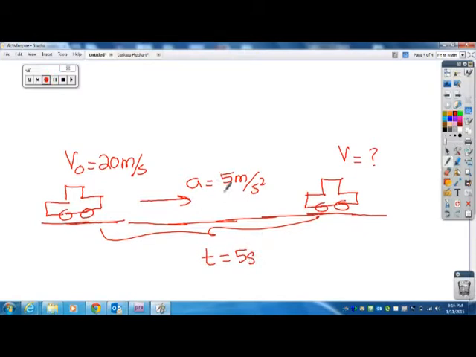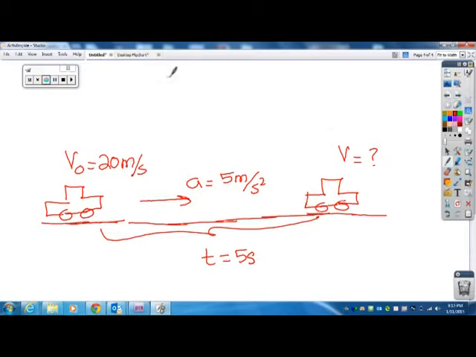Well, 1 second later, it's increasing by 5 meters per second every second. So 1 second later, it's traveling at 25. 2 seconds later, it's traveling at 30. 3 seconds later, it's traveling at 35. 4 seconds later, it's traveling at 40. 5 seconds later, it's traveling at 45. You can do it that way and say 5 seconds later, that's its velocity.